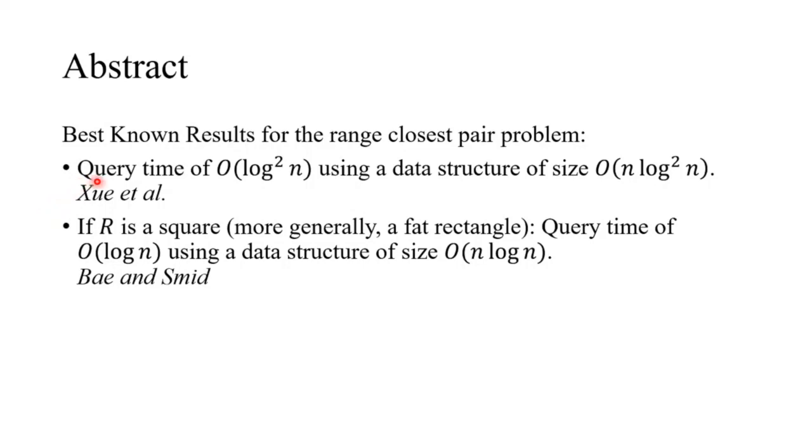So here are some of the best known results for the range closest pair problem. We can achieve a query time of big O of log squared of n using a data structure of size big O of n log squared n, and this result is due to Xue. And if R is a square, or more generally a fat rectangle, then we can achieve a query time of big O of log of n using a data structure of size big O of n log n, and this result is due to Bay and Smid.